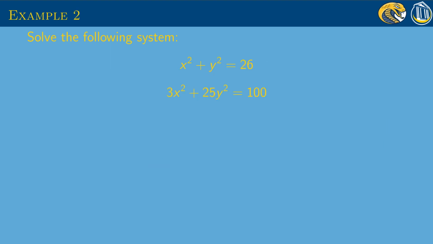Let's try one more example. This time we're looking at the equation of a circle, x squared plus y squared equals 26, and an ellipse, 3x squared plus 25y squared equals 100. Well, we could solve one of these equations for x or y and plug it into the other one using substitution. In this case, I think addition or subtraction is going to serve us a little better.